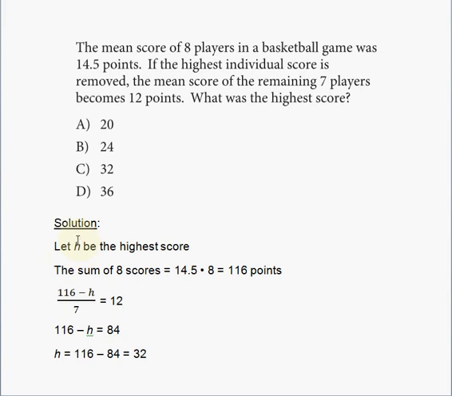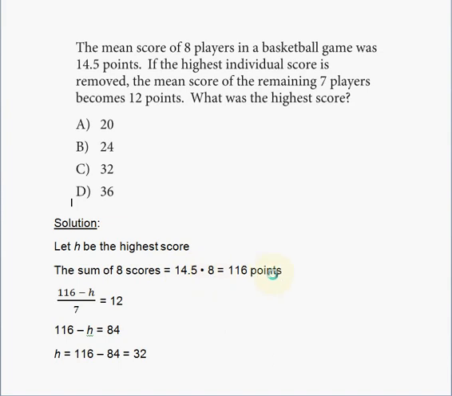But in order to solve for h, we have to set up an equation that will involve the h and numbers, and then we can solve for h. So let's use the first piece of information. The mean score of 8 players in the basketball game was 14.5 points. That means the sum of all of these 8 scores is 14.5 times 8, 116 points.